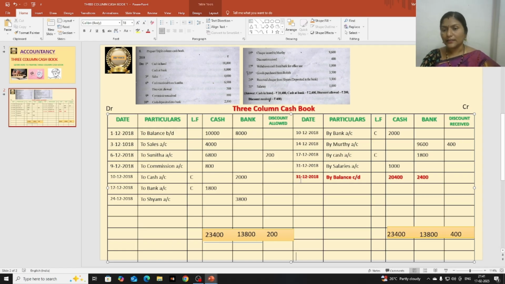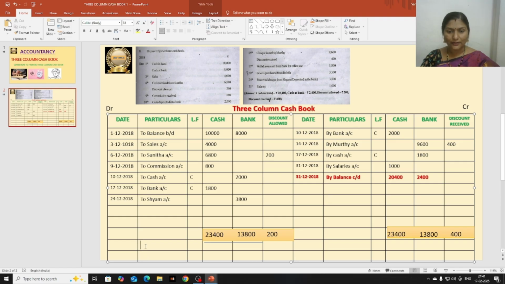Next, this balance carried on, 20,400 and 2,400, we should record on the opposite side as balance brought down under the totals. On the credit side we have written balance carried on, because the amount is less for both cash as well as bank on the credit side. So balance brought down will appear on the debit side under the totals.